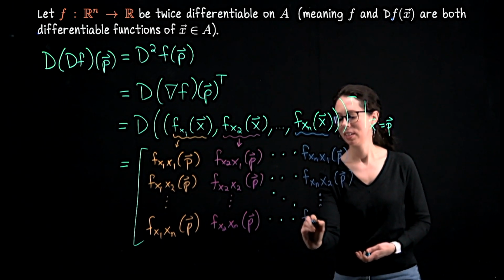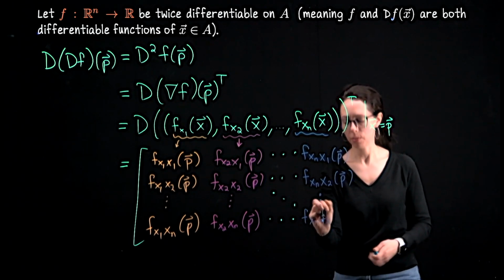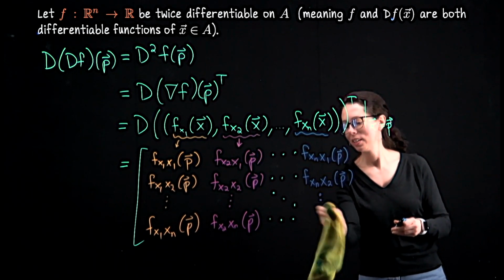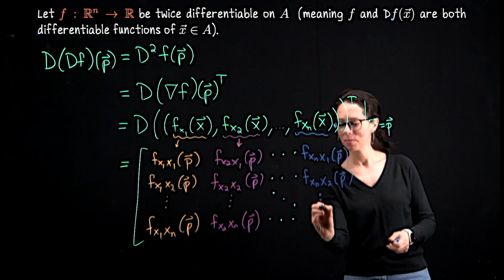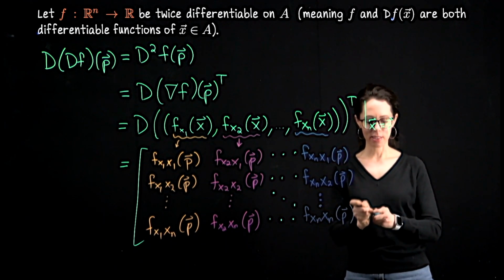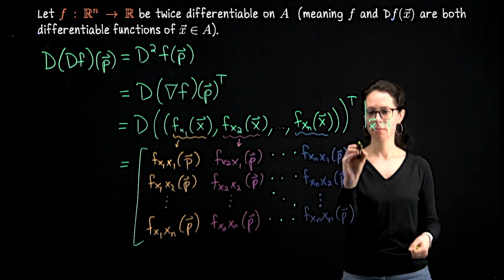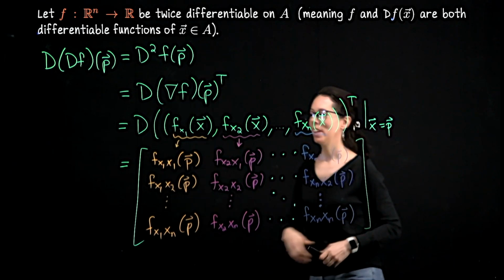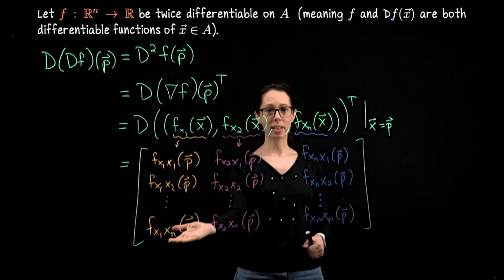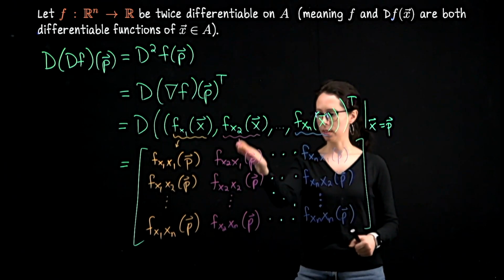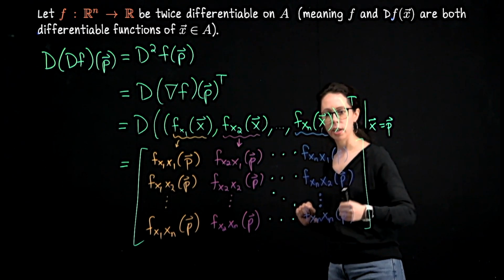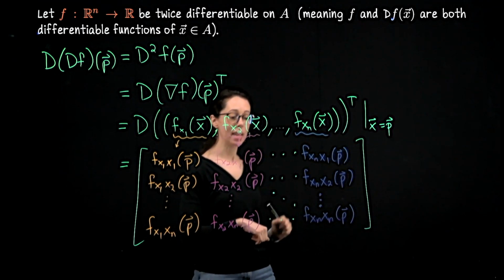And then f sub xn xn, oops. I was like, I'm on the last entry and I didn't make a single mistake. Okay, let's fix that. F sub xn xn at p, that is the bottom right entry. Okay, let's just verify. This is all the component function df dx1, differentiated with respect to x1, then x2, then xn, df dx2, differentiated with respect to each of the n inputs, df dxn, again, differentiated with respect to x1, x2, all the way through xn.